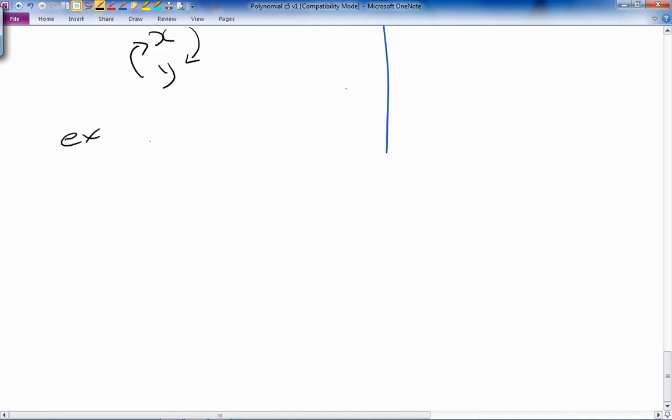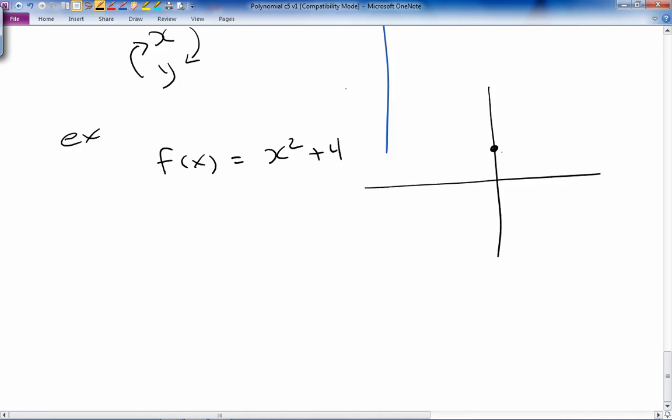F of x equals x squared plus 4. Well, what does it look like? Quick graph. Remember, parabola lifted up 4. Even function. There's what it looks like. Okay, we can say domain. Remember, this was the easy, cheap answer. Range.